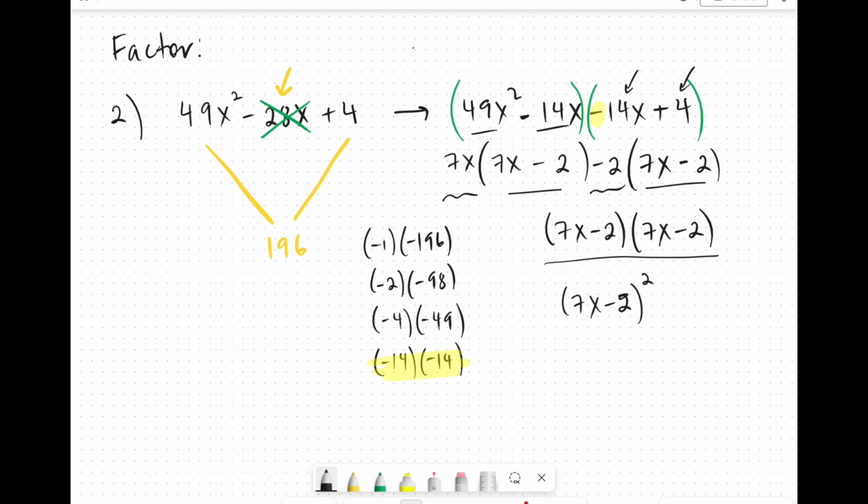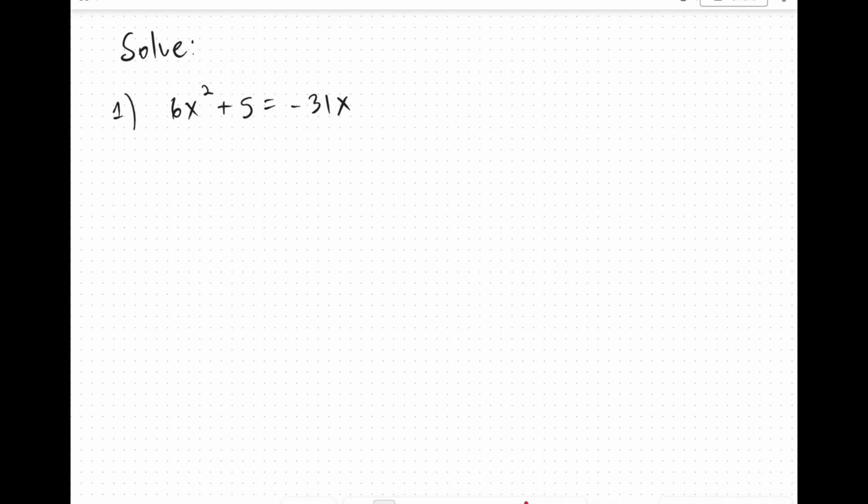Either way is correct. This factoring technique can of course be applied to solving quadratic equations with factoring, just like any other factoring technique. So here's an example of an equation. It has an equal sign, and just like before, we have to make sure that the right side of the equation, where I currently have my negative 31x, has a 0. So negative 31x will need to be taken to the left side by becoming positive 31x.